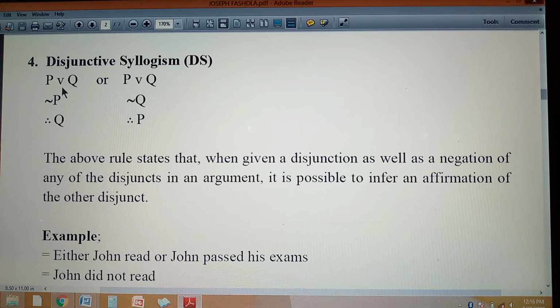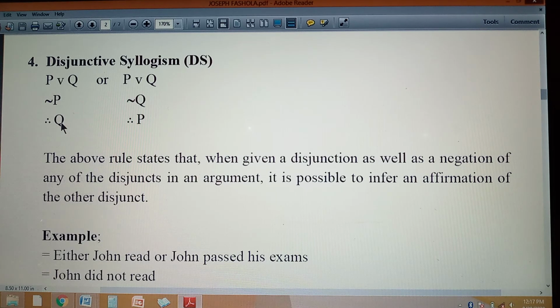For disjunctive syllogism, when you have a disjunction as a premise of an argument, you must have a negation first, a negation of any of the disjuncts, before you can move on to draw a conclusion that is an affirmation of the other disjunct. There must be a negation first. After the disjunction, you must have a negation. You cannot have P wedge Q, then you say Q, therefore negation P. No, you cannot affirm before denying. You must have a negation before drawing a conclusion that is an affirmation.